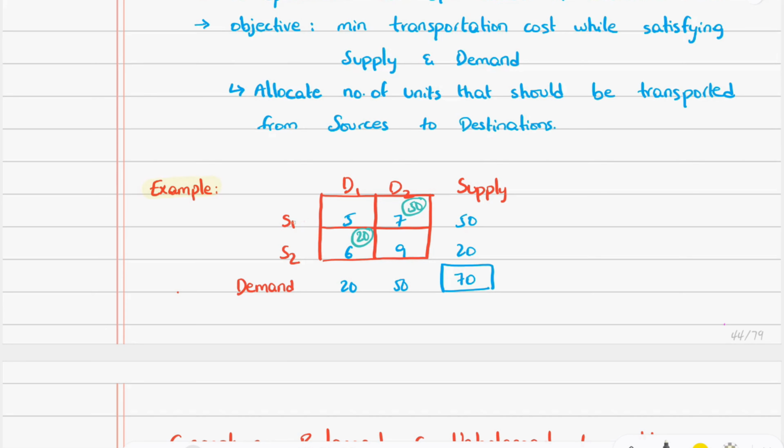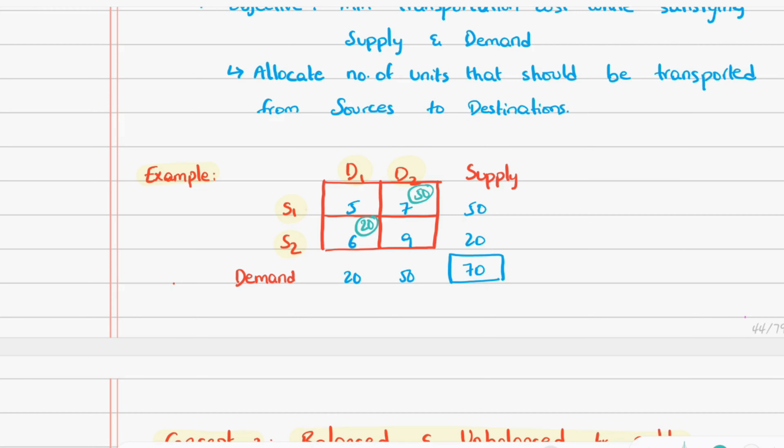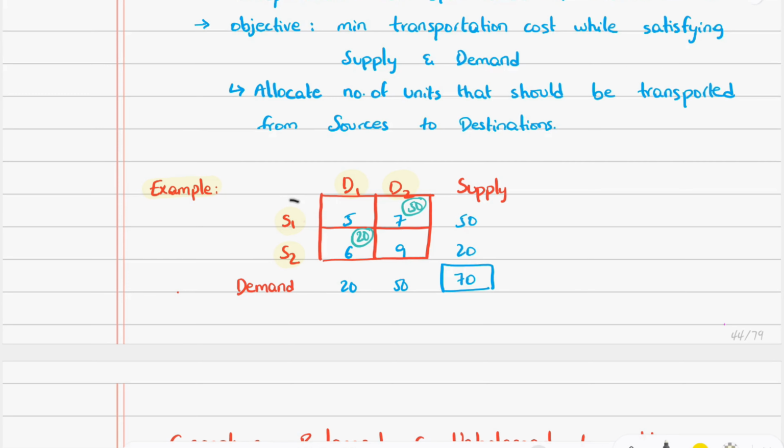Now, if you look at this example, it has two sources S1 and S2. And it has two destinations D1 and D2. As I said, we know the costs between different sources to destinations. So here from S1 to D1, the transportation cost is 5 rupees, and from S1 to D2, the transportation cost is 7 rupees. From S2 to D1, the transportation cost is 6 rupees, and from S2 to D2, the transportation cost is 9 rupees. Sources are the places where they have supply of goods.